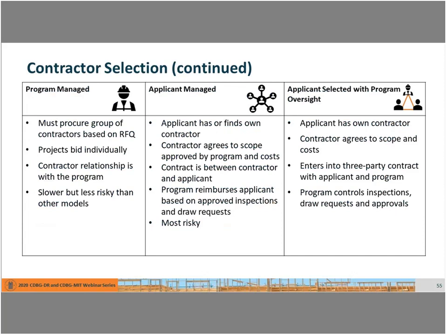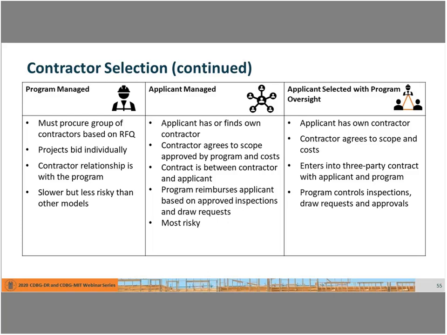The program managed model is the safest, it's the easiest to use to ensure compliance, but it typically takes the longest to implement. In this instance, the program will execute a contract between itself and the contractor builder. The applicant managed model is faster, but far more risky in terms of compliance. HUD staff will probably tell you that this is where they see the most compliance concerns with programs that use this model. In this case, the program provides the scope and the award to the applicant, who has the contract with the builder for its execution.